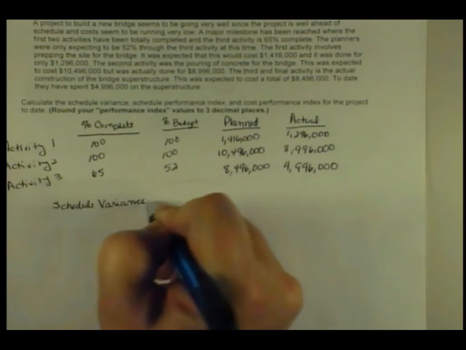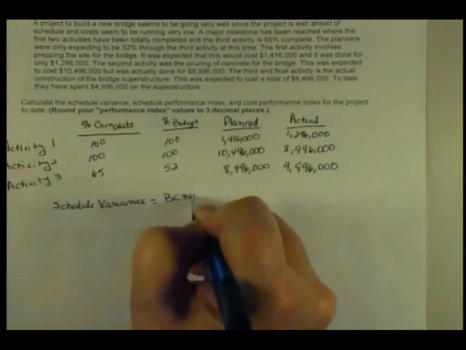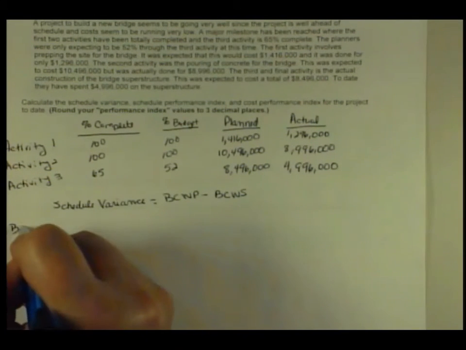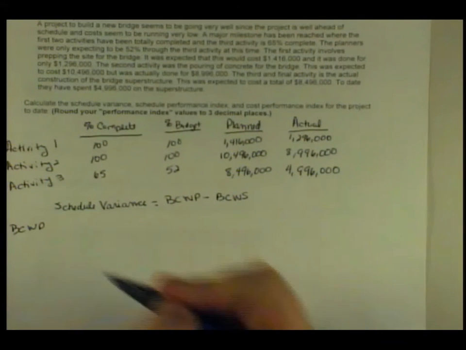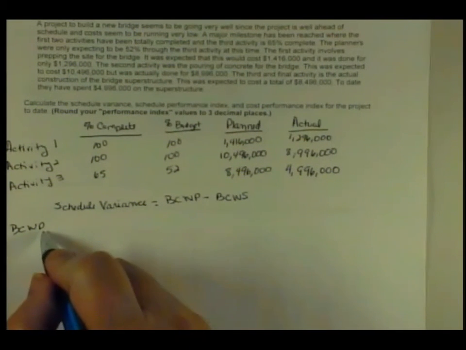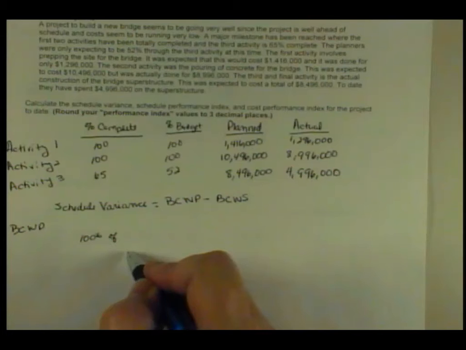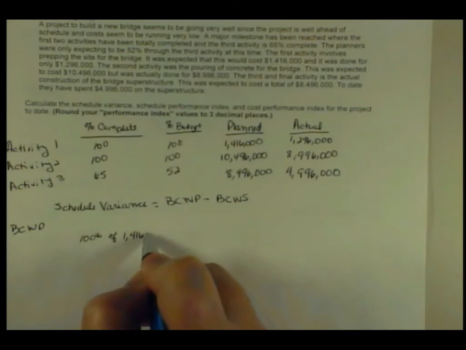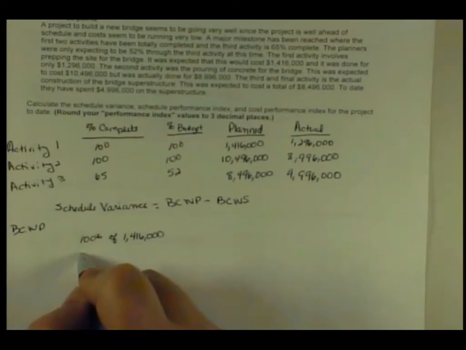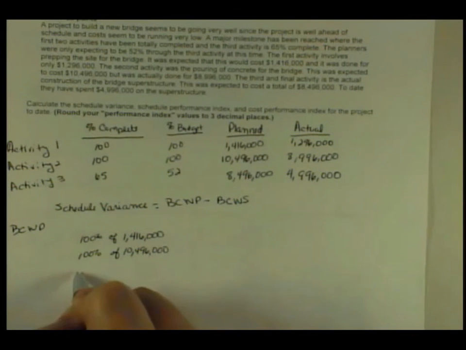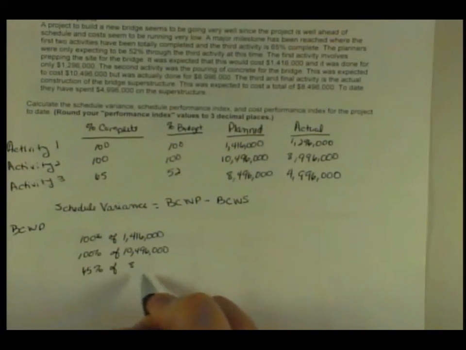This would probably be one of the formulas you want to make sure. I need to know my budgeted cost of work performed minus my budgeted cost of work scheduled. Okay? So if I'm going to do my budgeted cost of work performed, we have done 100% of the budgeted cost of $1,416,000. We have done 100% of $10,496,000. And we've done 65% of the planned cost of $8,496,000.